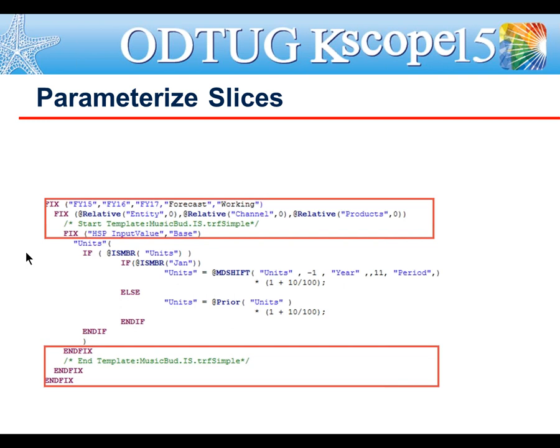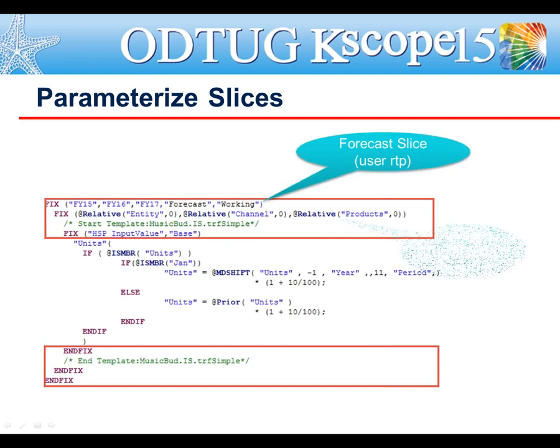In this example, you see in the red, we've got 3 separate layers of fixes, and that's just style to organize them. They don't have to be in the 3 separate fixes. The outer fix, I'm going to call that the forecast slice. So that identifies the years that are going to be forecasted, and it identifies the scenario and version members that are going to be forecasted.